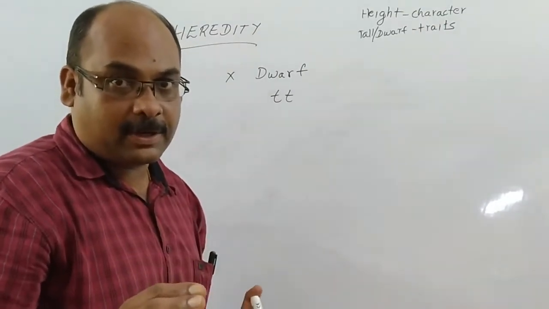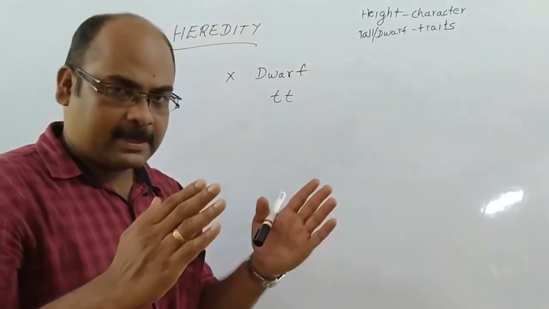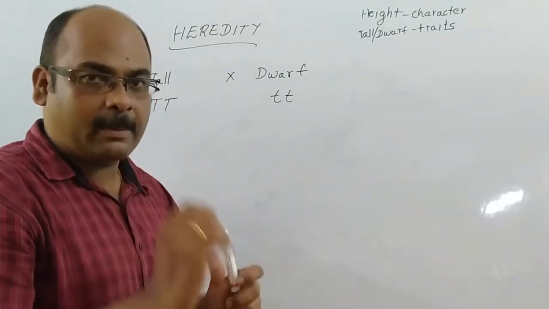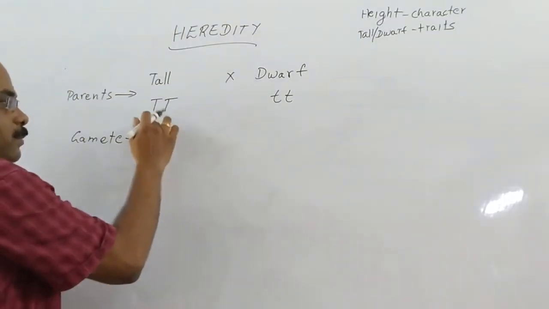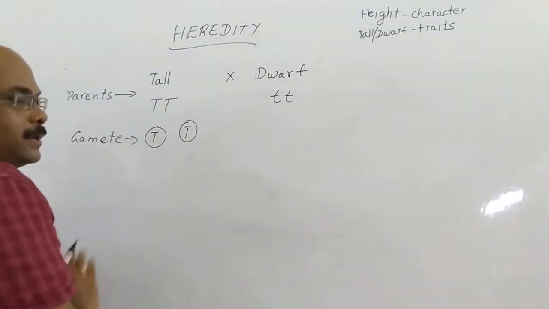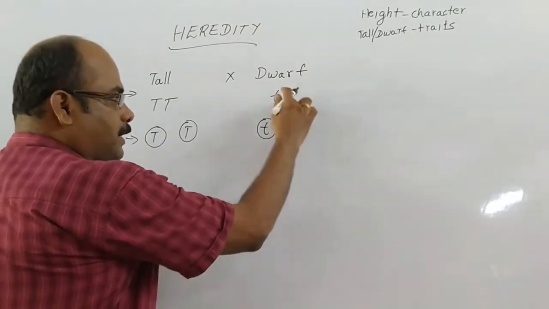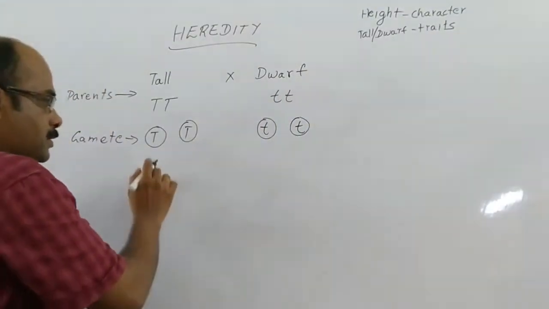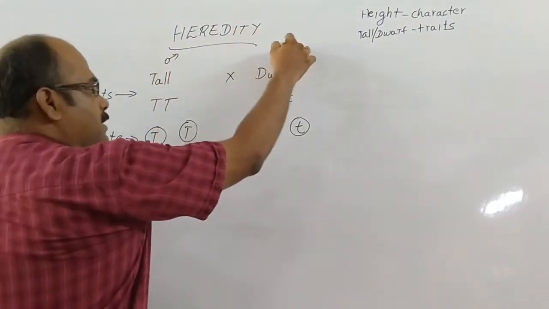It is a reduction division, meaning the genes or the DNA or whatever is there will split and only one gene enters one gamete. One gene enters one gamete. So here this will enter one gamete and this will enter another gamete. Same way here also, this will enter one gamete, this will enter another gamete. So we can take this as male and this as female.